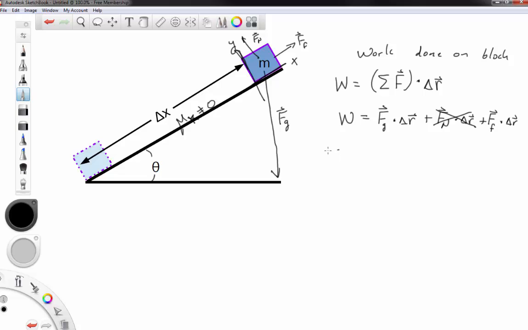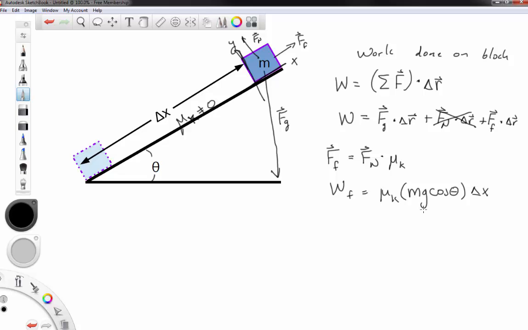So let's do friction first. Friction is given by the normal force times the coefficient of kinetic friction. So the work done by friction should be the kinetic friction coefficient times the normal force, which in this case is m times g times the cosine of theta, times the displacement delta x.